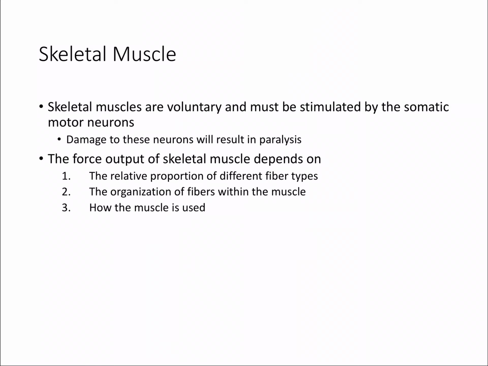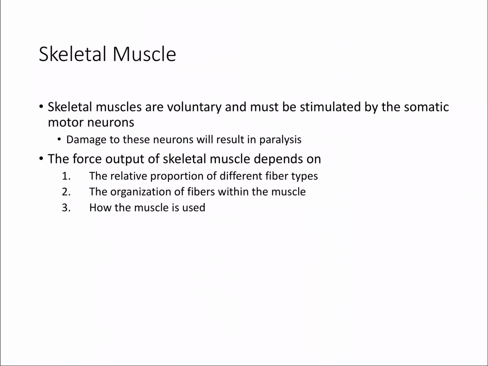So we'll focus our discussion in terms of muscle contraction on what's happening with skeletal muscles. So they're voluntary, and they're stimulated by somatic motor neurons. Somatic means conscious control, motor means movement, so it makes sense that the skeletal muscle would be controlled by this branch of the nervous system.